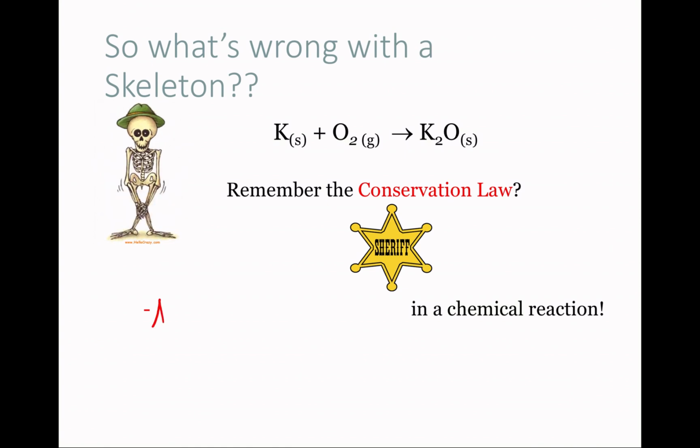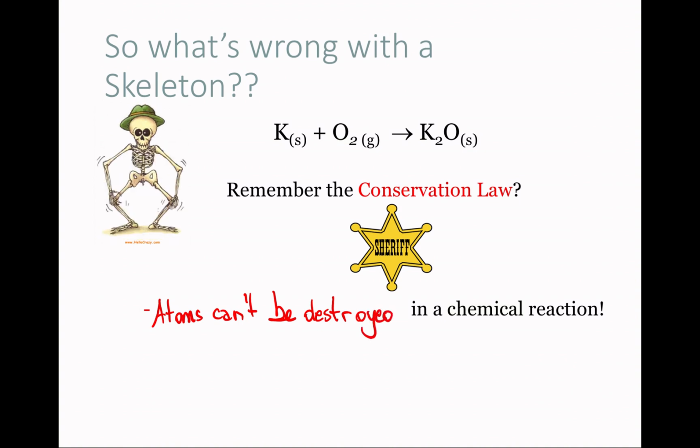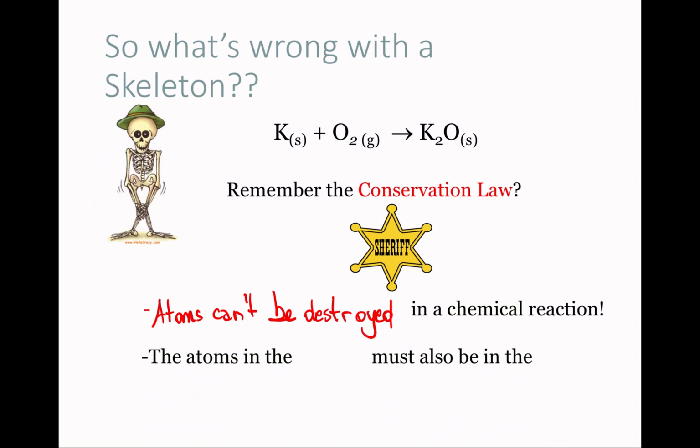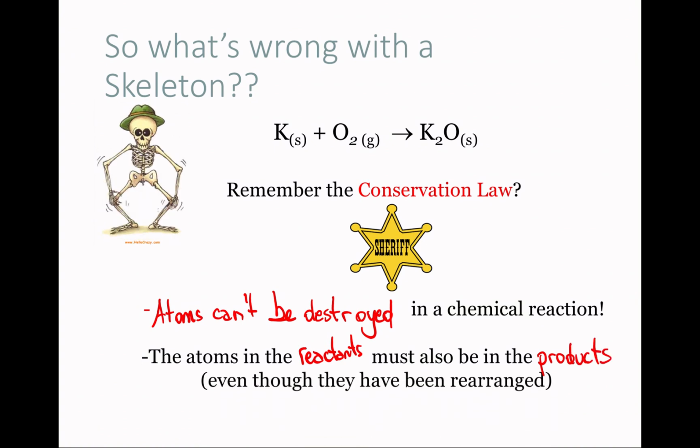But the idea is that atoms can't be destroyed. Sort of think back all the way to Dalton, right? And he talked about these impervious billiard balls, right? These atoms. And that's a bit of our atomic theory coming back, right? So atoms in the reactants, well, they have to be in the products. And the caveat is they've just been rearranged.